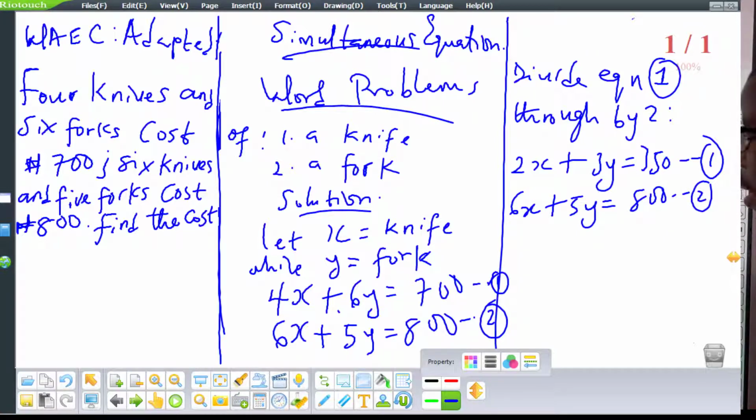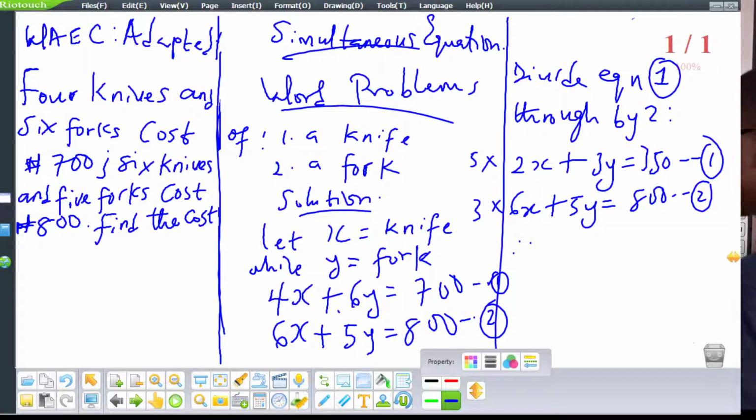So in using the elimination method, which one do we use now? Do we use variable x or variable y? Since we've used the variable x in previous sections, let's try variable y now. What's the coefficient of variable y here? 3 in equation 1. The coefficient of variable y in equation 2 is 5. So, elimination method: multiply equation 1 by 5, multiply equation 2 by 3.